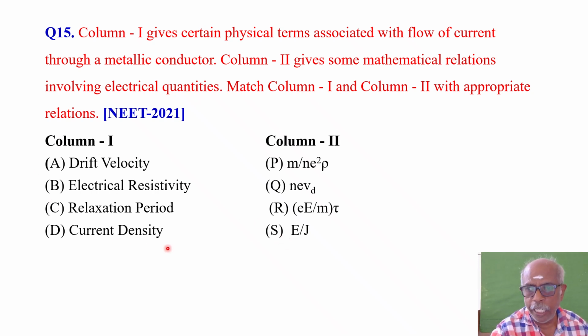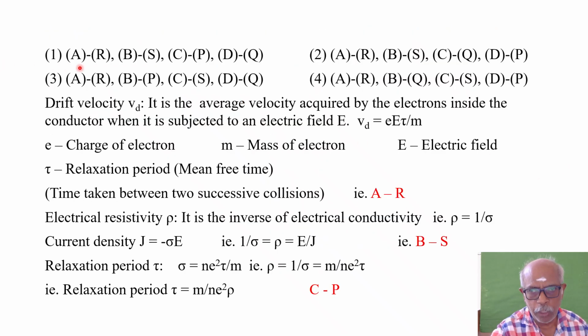After correctly matching the columns, the answer will be like this. You are given 4 options: A to R, B to S, C to P, D to Q. Option 2, A to R, B to S, C to Q, D to P. Third one is A to R, B to P, C to S, D to Q. Fourth, A to R, B to P, C to S, D to P. In all the 4 options, A is associated to R, so it could be correct. Okay, let's see the question.